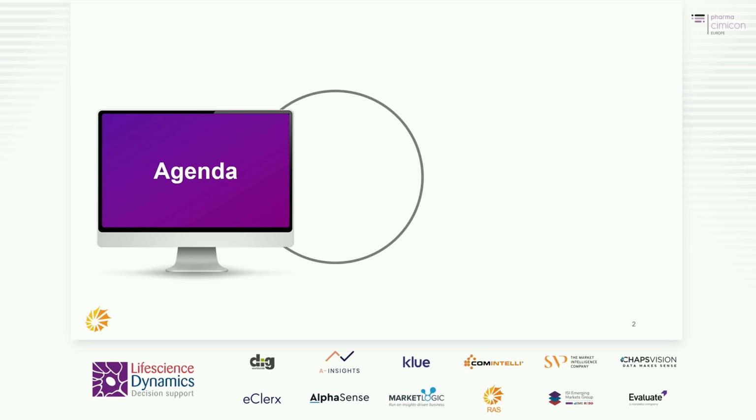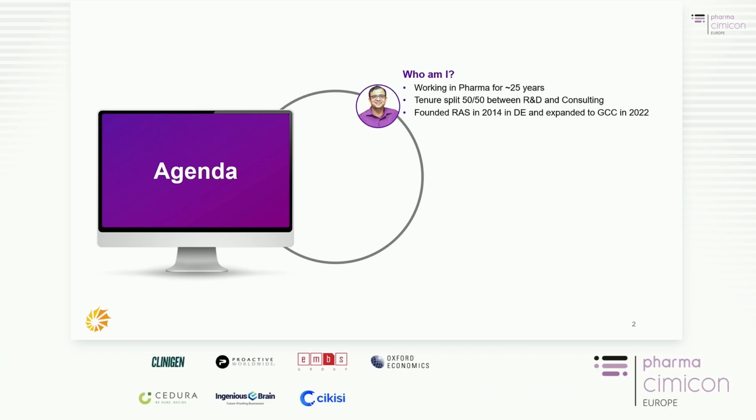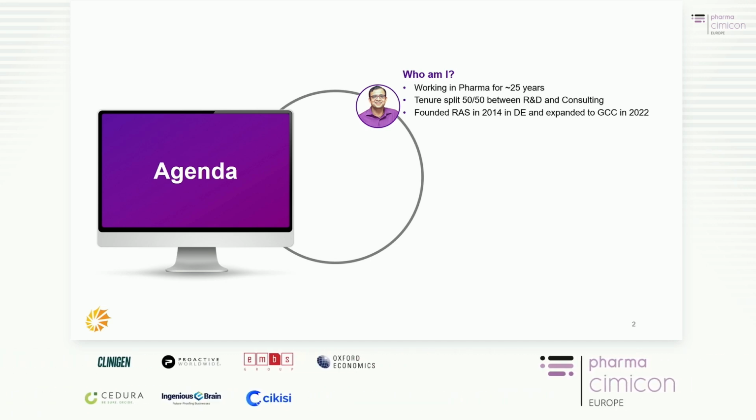few minutes that we have, I'll cover three things. One is I'll introduce myself. My name's Aditya. I've been working in the pharma industry for the past 25 years, about half and half split in R&D versus consulting. And we founded RAS in 2014, and we recently expanded in 2022 into the Middle East, North Africa region.